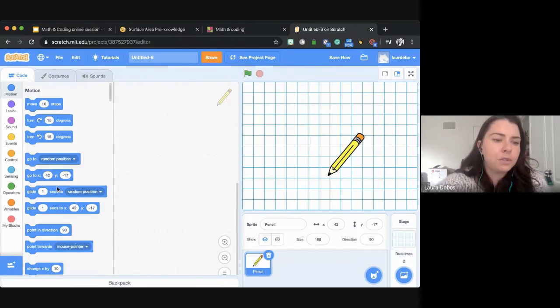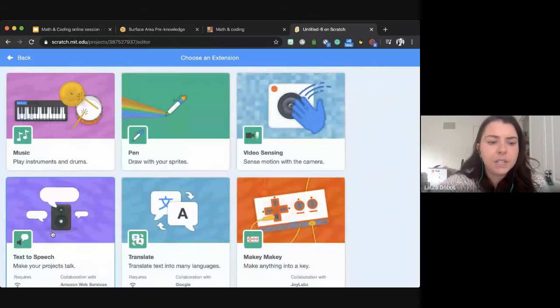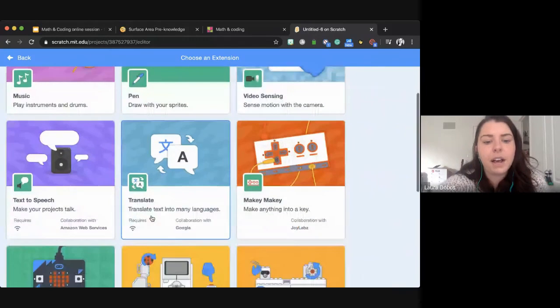Scratch has kind of changed over the years. It used to have the command over here, which was called a pen, where you could actually draw. They've made it an add-on. So it is still here, it's just in a different place. You can see you've got tons of different add-ons here now.